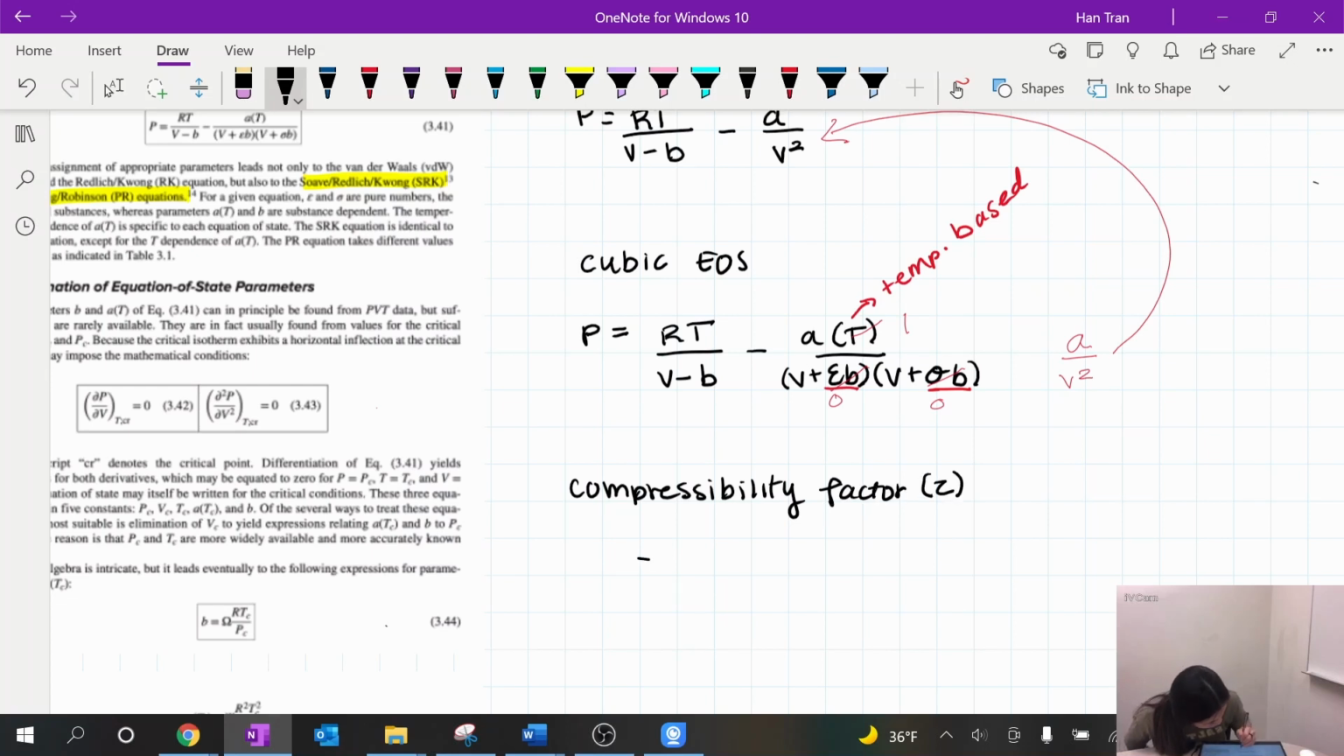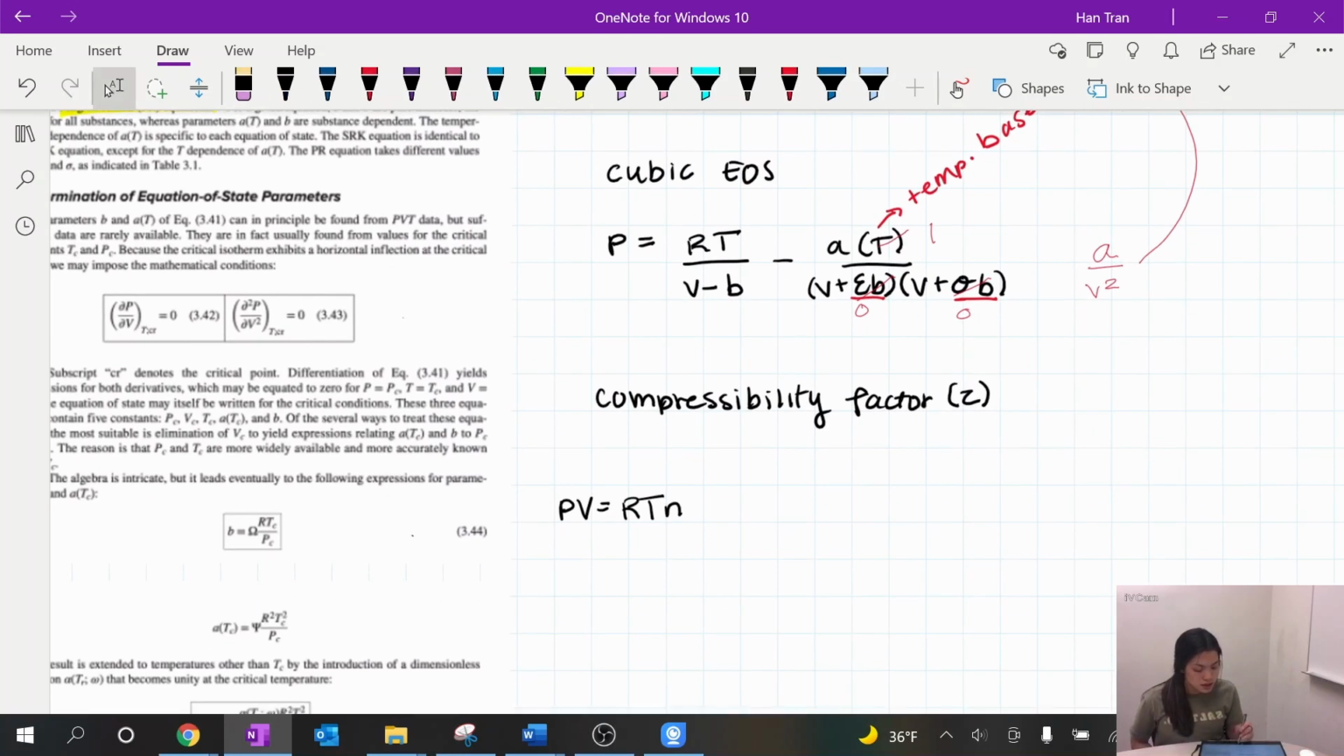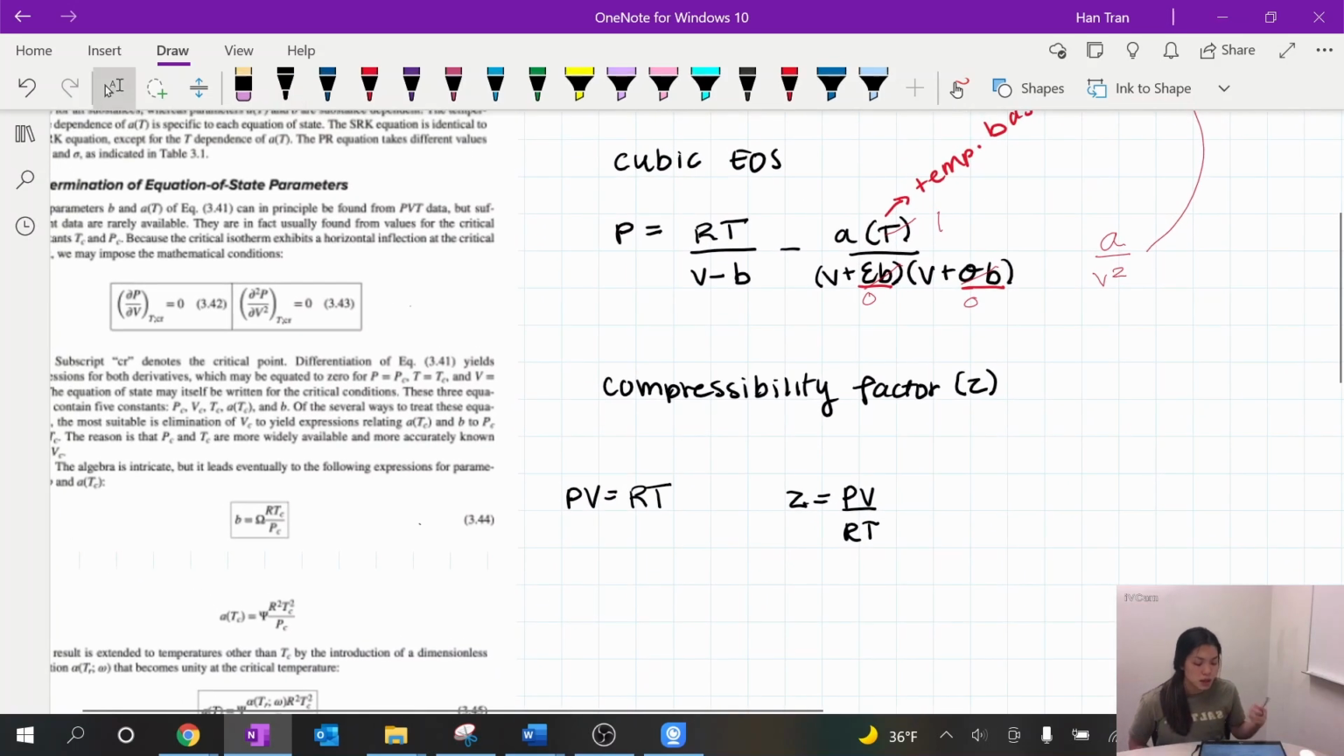So the compressibility factor is derived from the ideal gas law, which is the pressure times the specific volume equal to the gas constant R times the temperature times, normally it would be moles, but we're assuming that the specific volume is per 1 mole, so we can omit the N. And so we know that the compressibility factor is the pressure times the volume divided by the gas constant R times temperature. And so we want to find the polynomial expression in terms of Z, the compressibility factor, using the cubic equation of state.